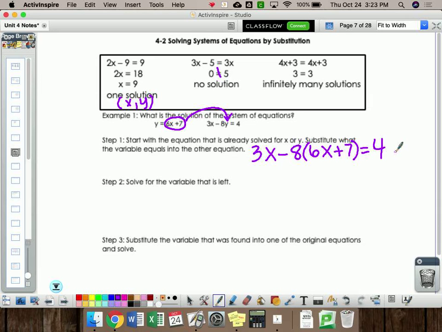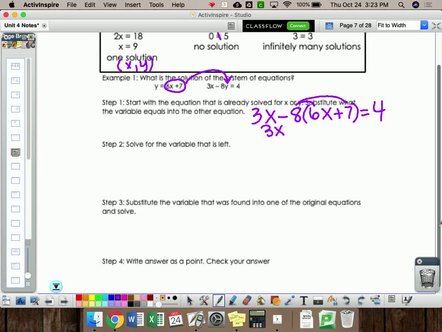Then it says in step 2 that we need to solve for the variable that is left. Notice we only have x's left, so we can solve for x. I'm going to start by distributing this negative 8. That's going to give me 3x, and negative 8 times 6x will give me negative 48x, and negative 8 times a positive 7 is going to give me negative 56.